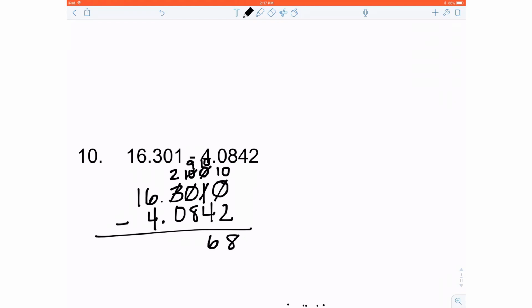9 minus 8 is 1. 2 minus 0 is 2. Decimals are lined up, so we line it up down here. 6 minus 4 is 2. And 1 minus 0 is 1. So the answer to this one is 12.2168.